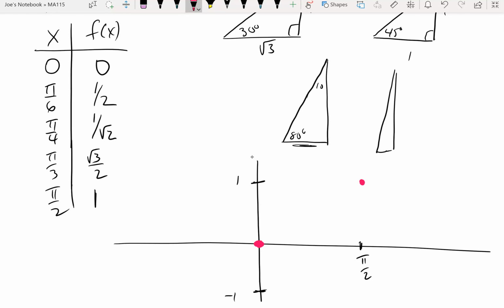Now let's think about where we put these other points. Pi over 4 is halfway between 0 and pi over 2, right? Pi over 4 would be halfway in between. And we said that that's equal to 1 over square root of 2. If you put that in your calculator, you get about 0.7. It's 0.707 and change. Okay, so that would be about up here.